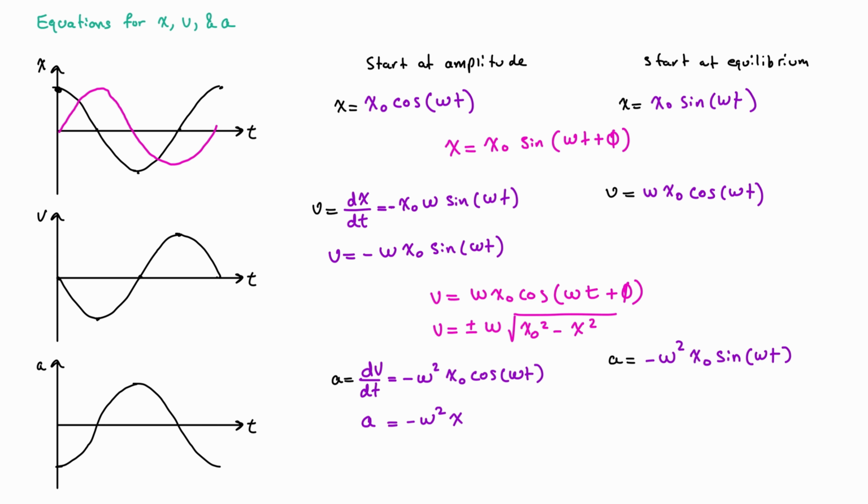So that's in terms of time. However, x naught sine omega t in this case is also the displacement. So this ends up being negative omega squared x.